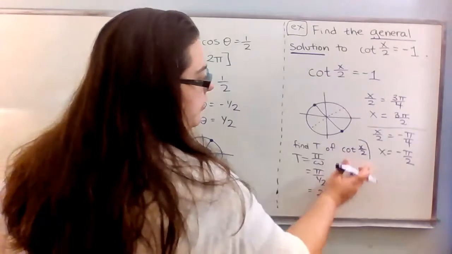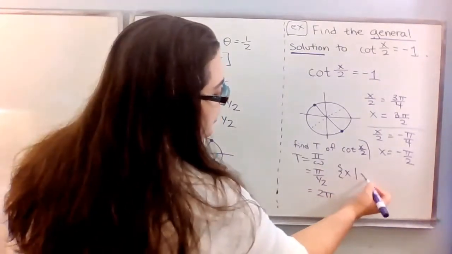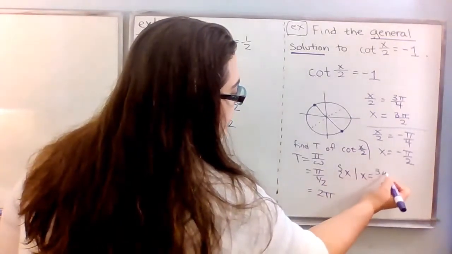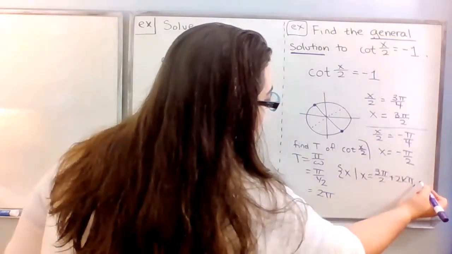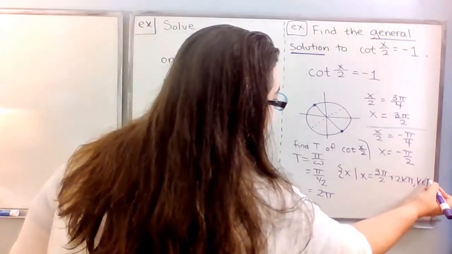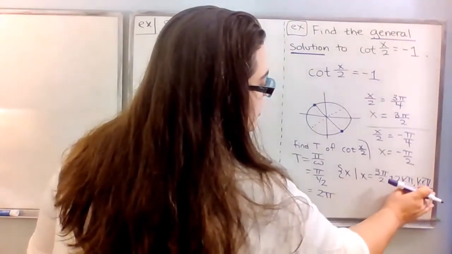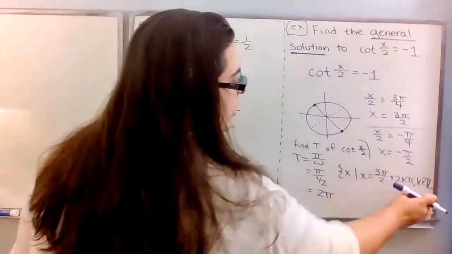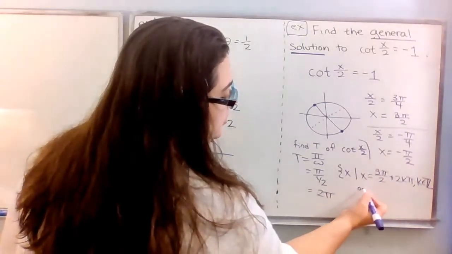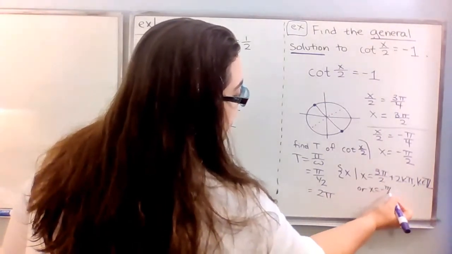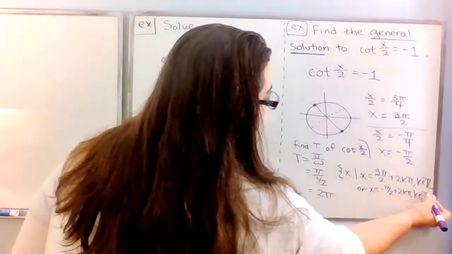So I'm going to start out by saying that we have the set of all x, so that x is 3 pi halves plus 2k pi, where k is an integer. I'm going to use the Z for integer. That's a weird looking Z. And then we have this other base value of negative pi halves, or x is negative pi halves plus 2k pi, where k is an integer.